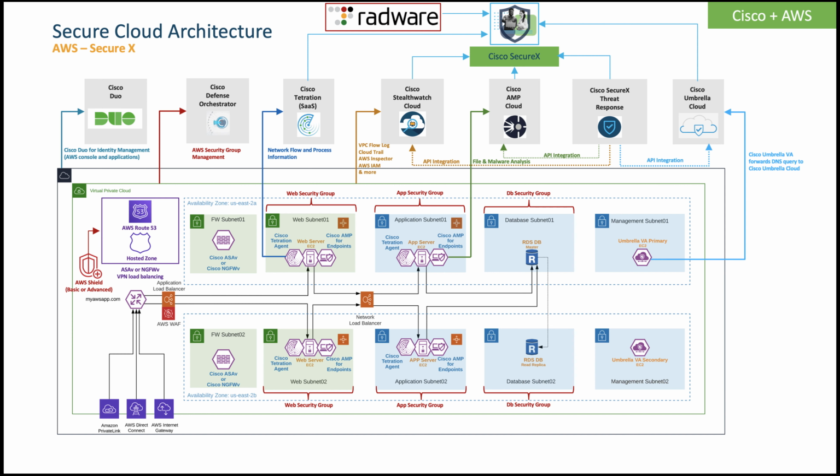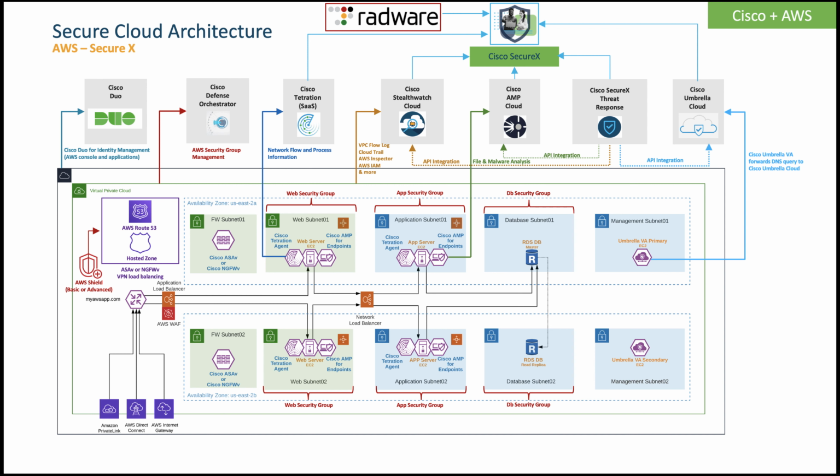Now let's talk a little bit about Radware. Radware integration with Cisco SecureX. Cisco SecureX is a place where you will get information from various sources like Tetration, StealthWatch, AMP, SecureX Threat Response, and Umbrella. And at the same time, there is a tight integration with Radware as well.